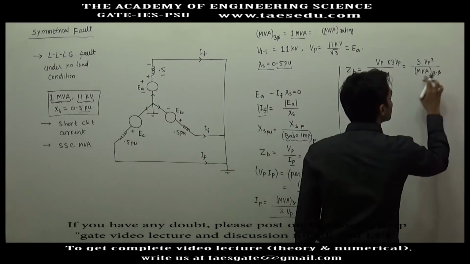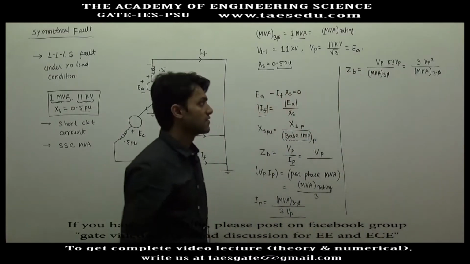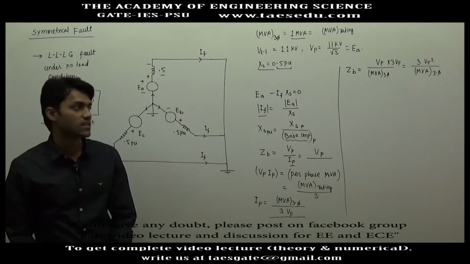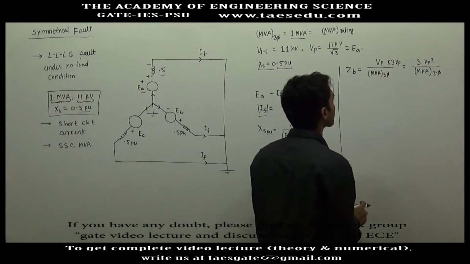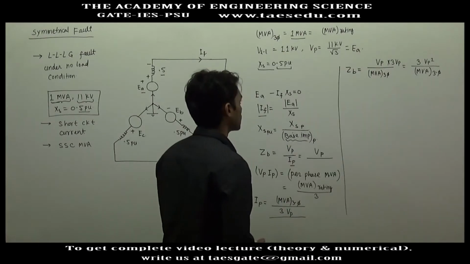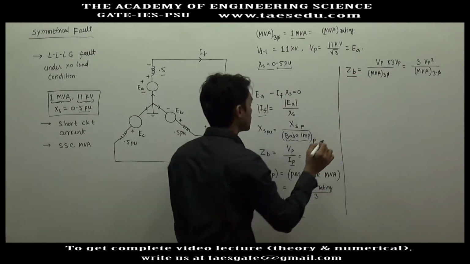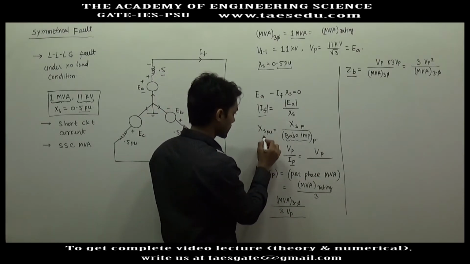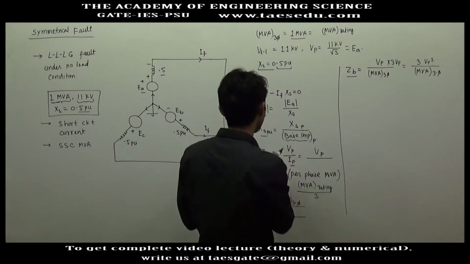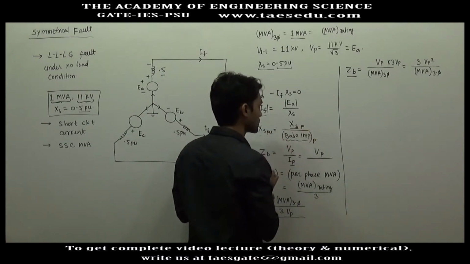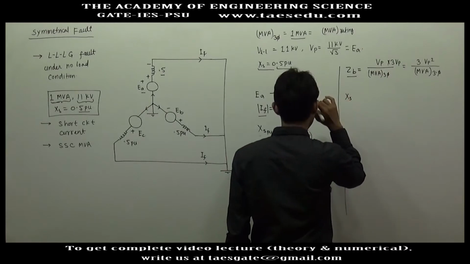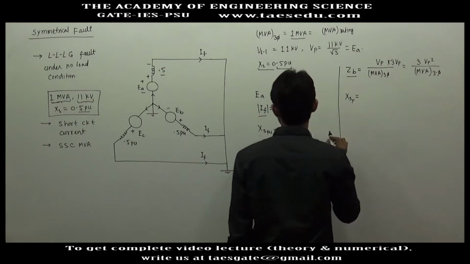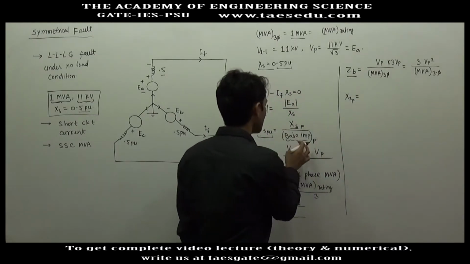You will always be given the 3 phase MVA rating of the machine. If the MVA rating of the machine is given, that will be by default the 3 phase rating. Okay, so this is the base value of phase impedance. So what will be the actual value of reactance? The actual value of synchronous reactance will be XS. The actual value of phase reactance will be the value given in PU into base impedance.